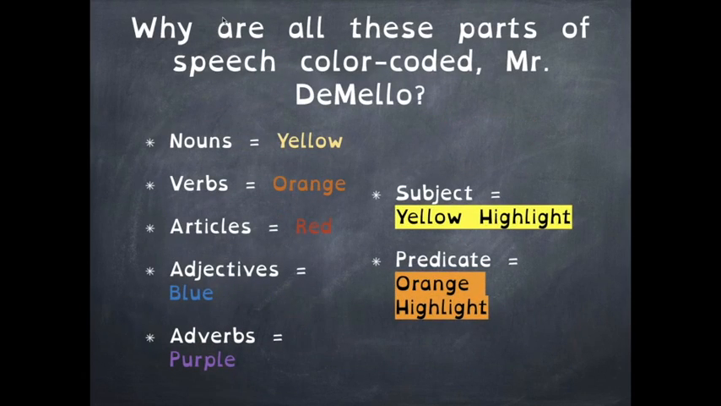Last up, we just have a quick review page of the color coding that we've gone over so far. Remember, nouns are yellow, verbs are orange, articles are red, adjectives are blue, adverbs are purple, subject is yellow highlight, and predicate is an orange highlight.